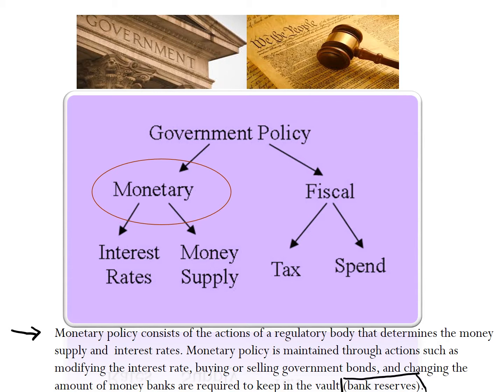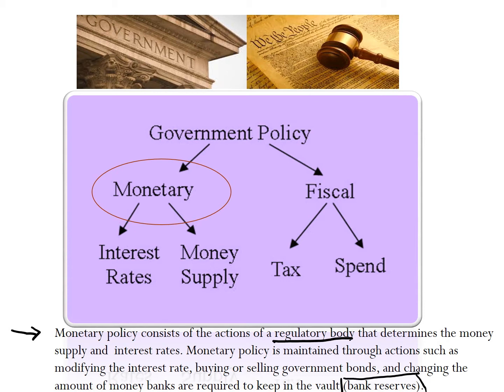Okay, right, let's start from the top. Monetary policy consists of the actions of a regulatory body. Now, because the government needs professionals to do this job, it needs a regulatory body, usually the central bank in most nations, or the Federal Reserve in the US. In the UK, the Bank of England handles this function. We have the Monetary Policy Committee of the Bank of England. Okay, they determine money supply and interest rates.